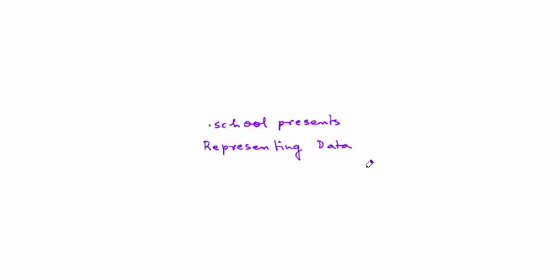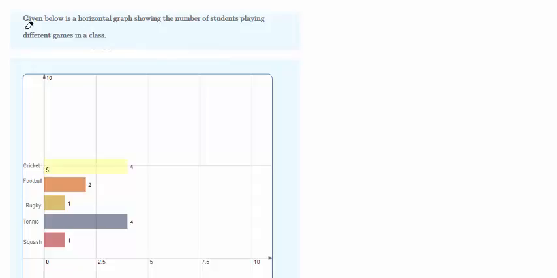Dart Skill presents representing data. There are several ways to represent data using diagrams. In this video, we are going to explore a couple of them. Here comes an example. Given below is a horizontal graph.